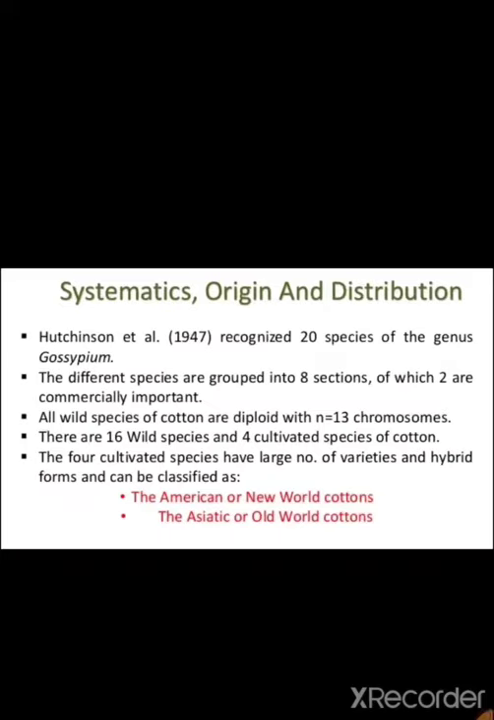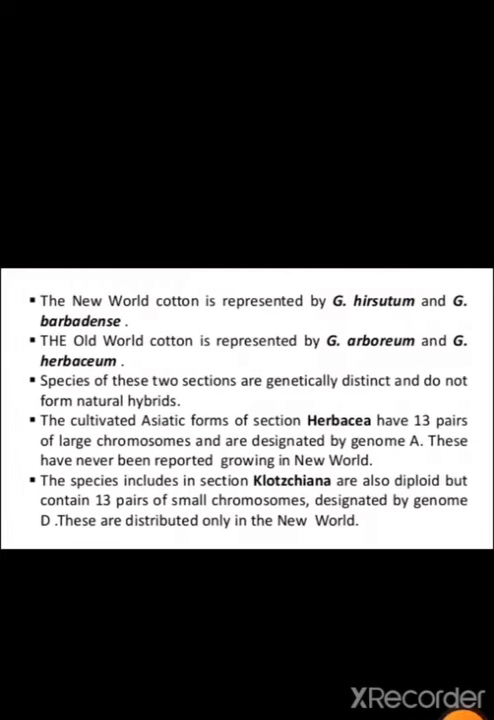The 4 cultivated species have large numbers of varieties and hybrid forms, which can be classified as the American or New World cottons and Asiatic or Old World cottons, the basic classification of cotton. The New World cotton is represented by 2 important species, Gossypium hirsutum and Gossypium barbadense. The Old World cotton is represented by Gossypium arboreum and Gossypium herbaceum. Species of these 2 sections are genetically distinct and do not form natural hybrids.